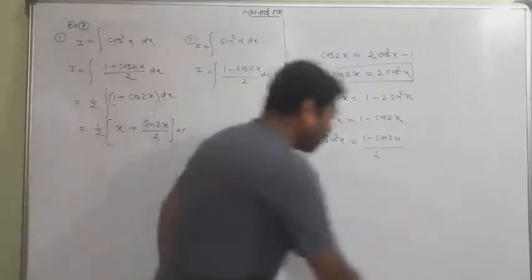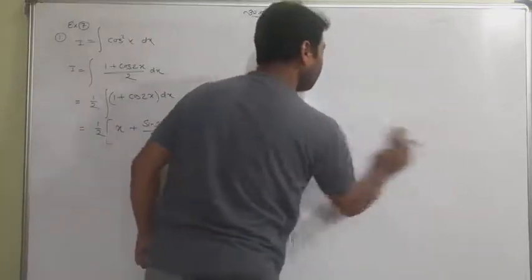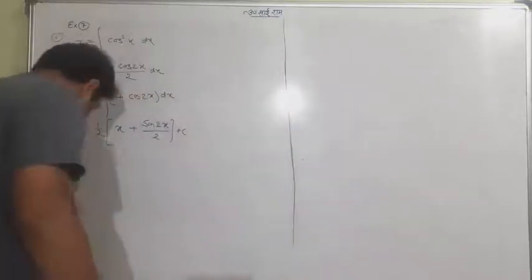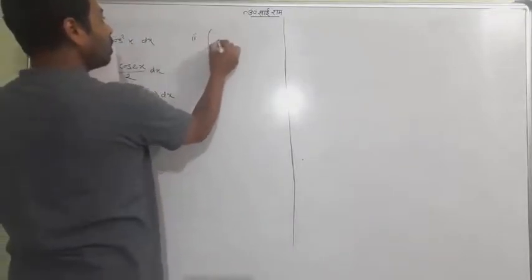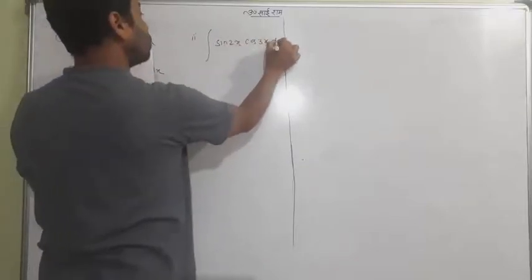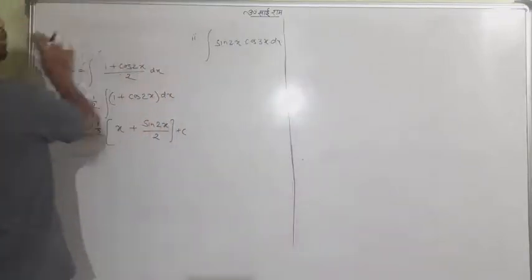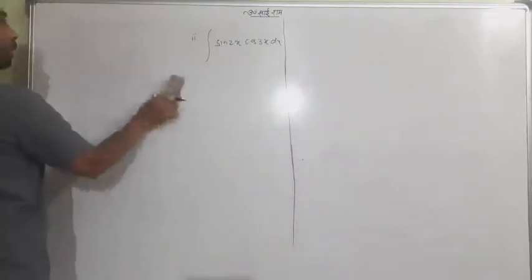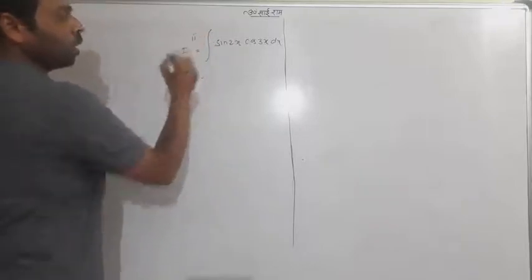Okay, let me wrap this section, because now I tell you the new one here. The new question is the second one, sine of 2x times cos of 3x. Very simple question and important also. Now let me take the new one. How to solve this question?